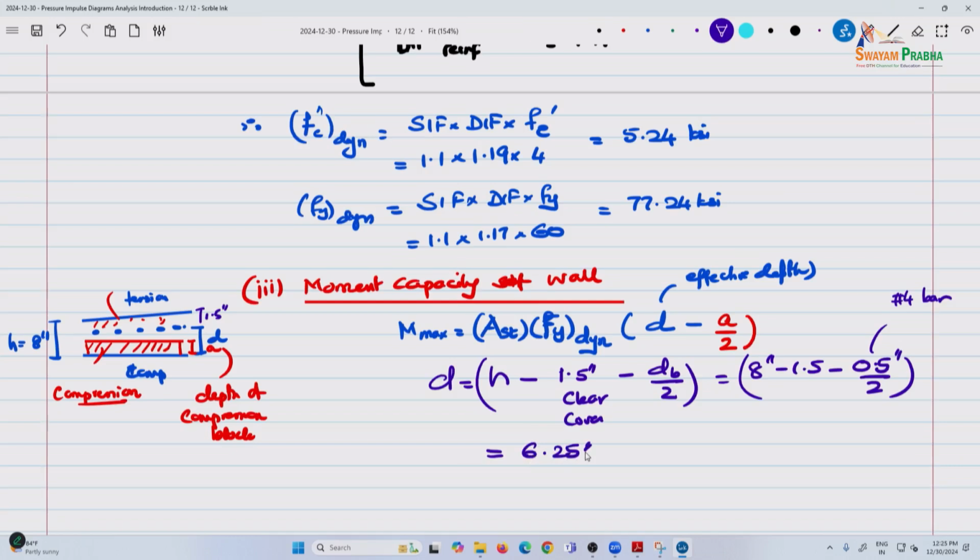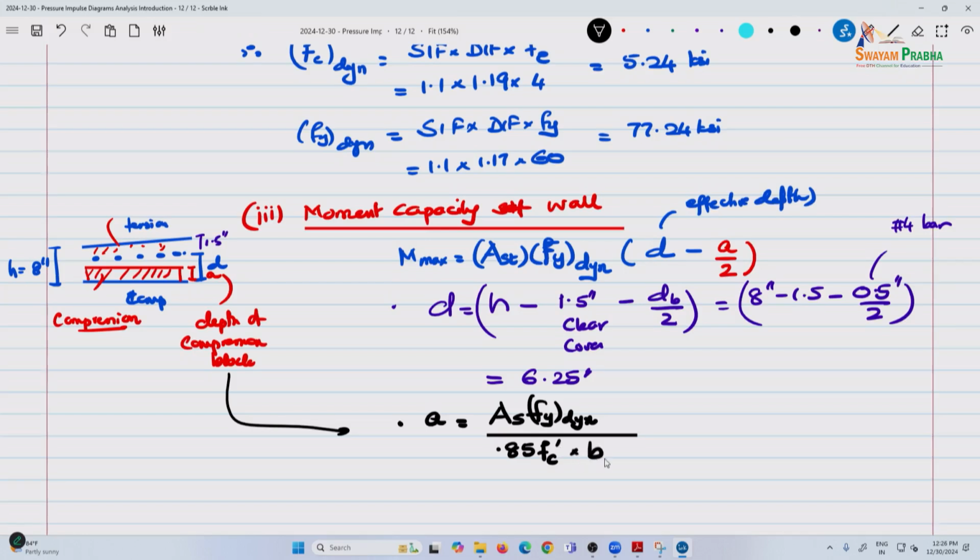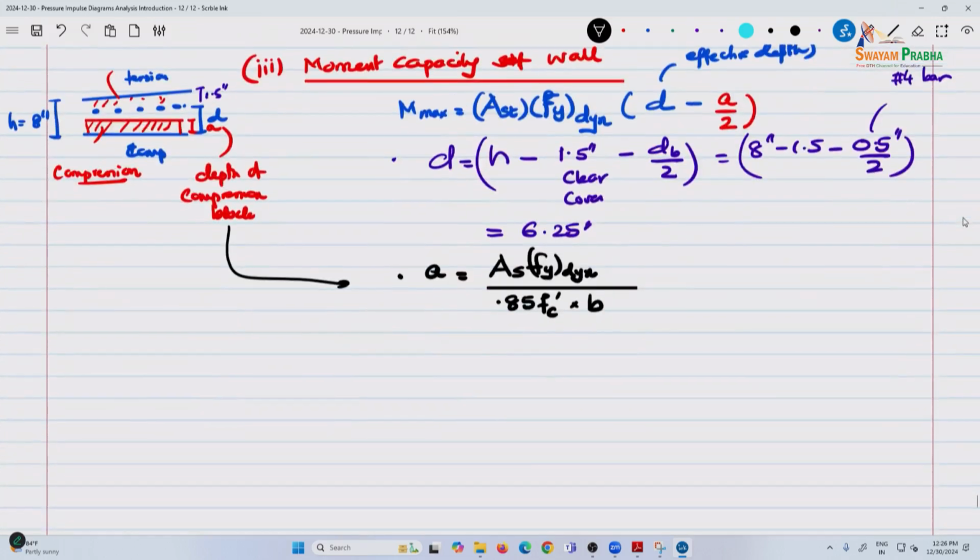Then the depth of the compression block, A, is given from force equilibrium as As multiplied by Fy dynamic divided by, again do not worry about this, this is what we call the Whitney stress block. You might be using the same thing, multiplied by b, but use this expression.